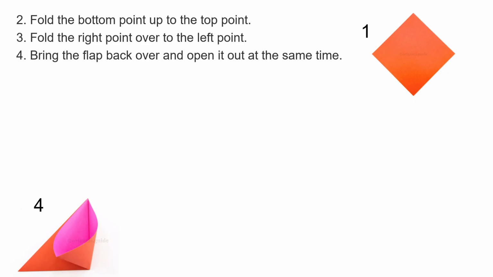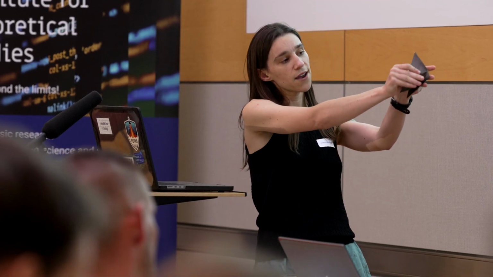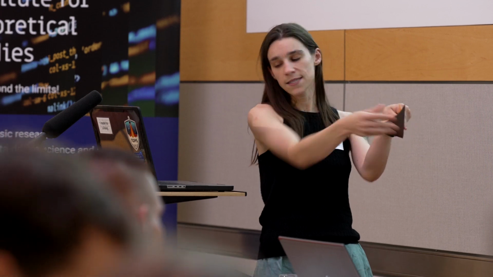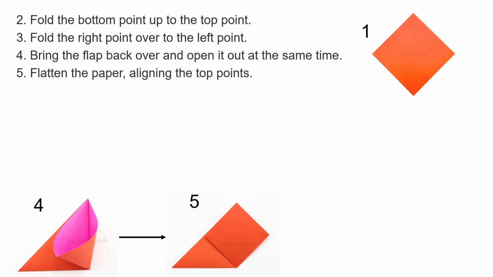Now, I gave you a little help on this one because it's kind of difficult. Bring the flap back over and open it out at the same time. So you're going to do kind of what's shown there, like this. And then flatten the paper, aligning the top points.